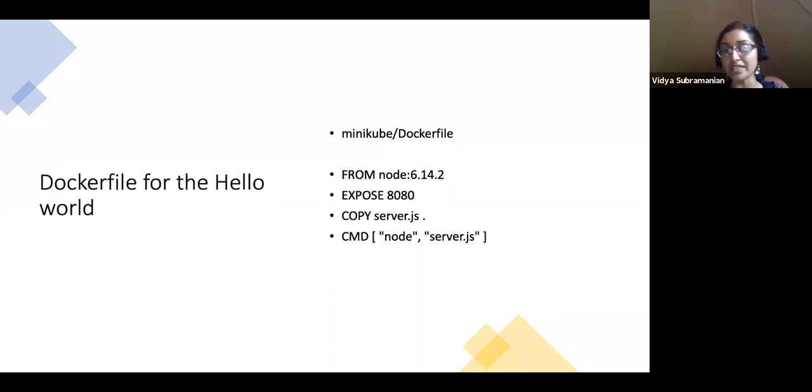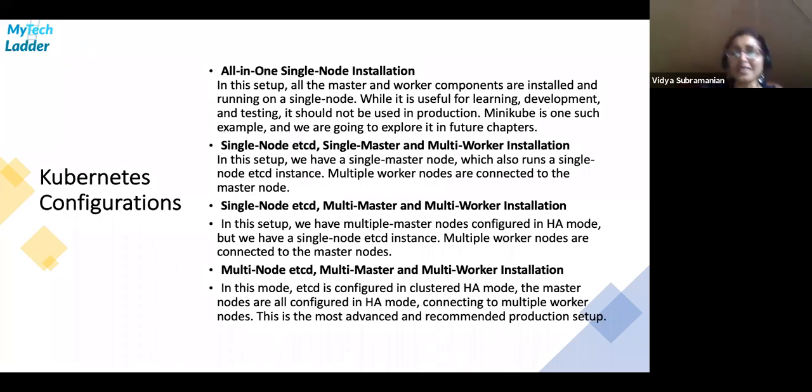So this Docker file is specifying all of those commands in a format that'll then make it easy for the Docker core engine to interpret and run the application. So that's an overview of Docker and Docker file for those of you who are not familiar on that side. I want to now jump into Kubernetes configuration.